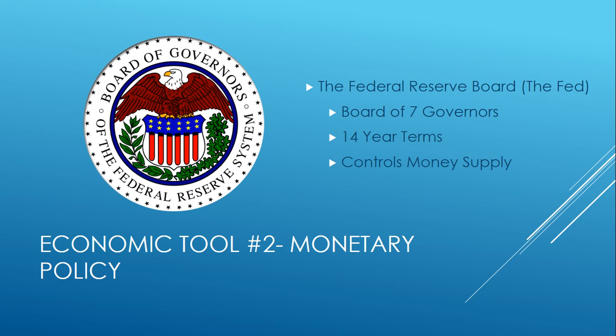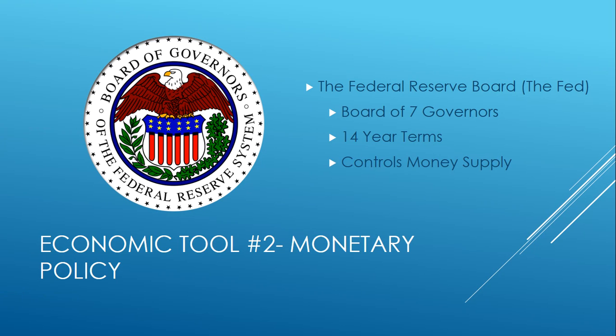In American economics, monetary policy is not controlled by Congress. It's controlled by the Federal Reserve Board, often called the Fed. The Federal Reserve Board is the nation's series of central banks, kind of like the Bank of the United States that we talked about in McCulloch versus Maryland, but not exactly. It's a little different. But the Fed is the nation's central banking system.